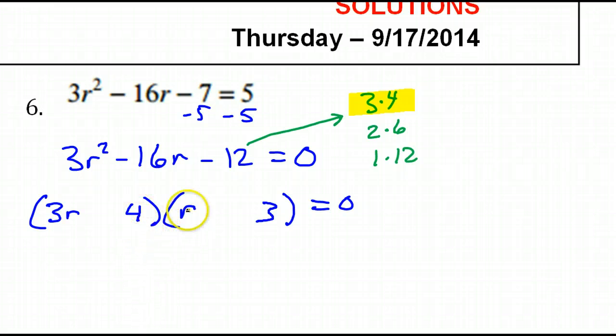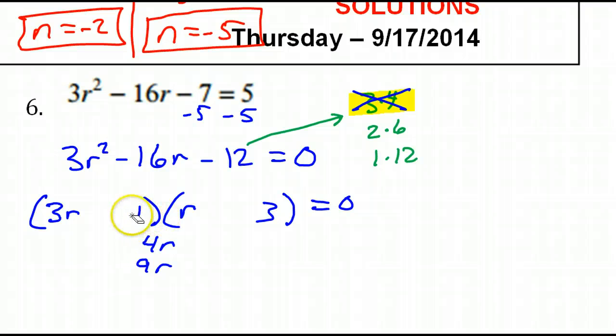Okay? Time saver. So inner, we have 4r. Outer, we have 9r, because we're multiplying to get this. Okay, we're trying to get negative 16. The most I can make out of this is 13. So that means it's not going to be the 3 times 4 option. And notice I do not try putting it the other way and putting the 3 here, because that would make a GCF. So now we try the 2 and the 6.